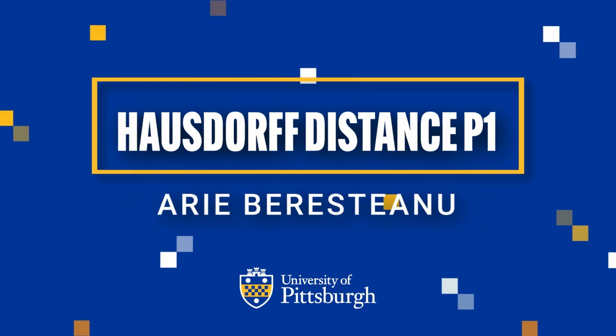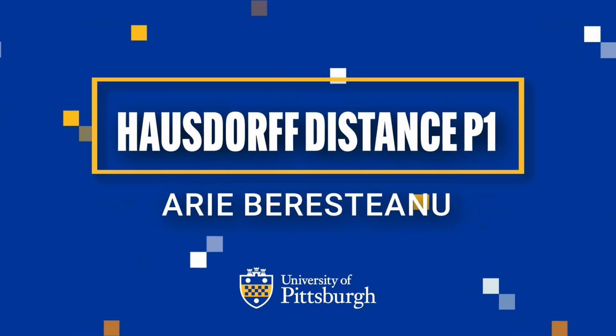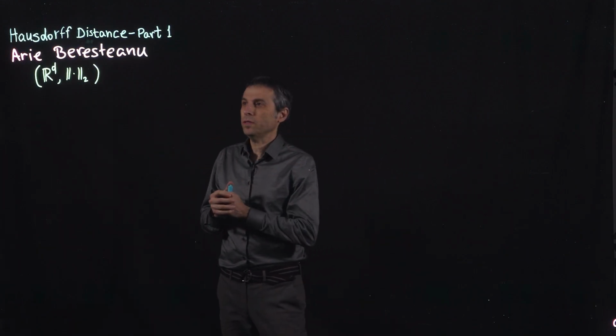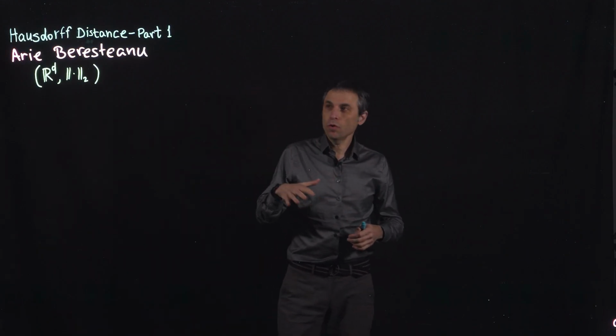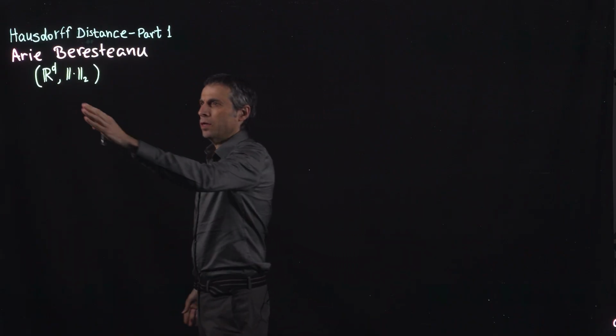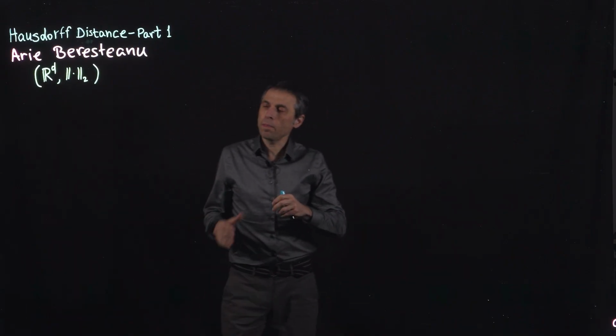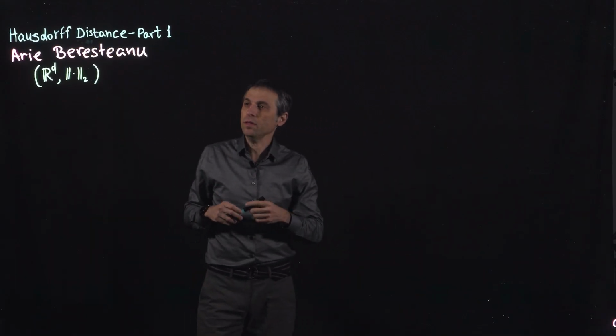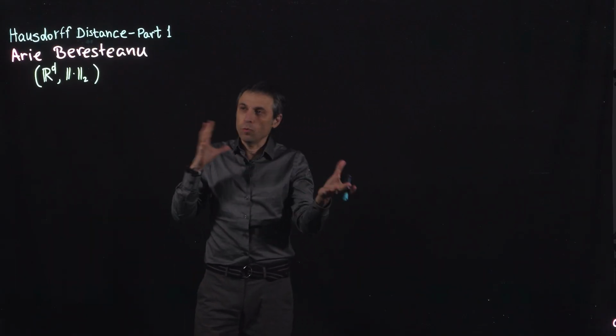Welcome to this sequence of videos on the Hausdorff distance. There will be two parts. This is part one. And as before, we start from the real space with the Euclidean distance, or the Euclidean norm.